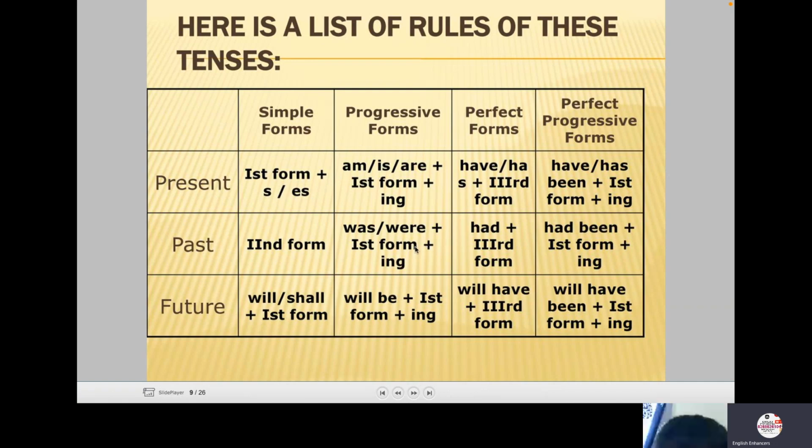Forms का मतलब है V1, V2, V3, यानी verb की forms. जैसे for example play is V1, played is V2, again played is V3, rise, rose, risen is V3. So verb की forms के according ये table है.